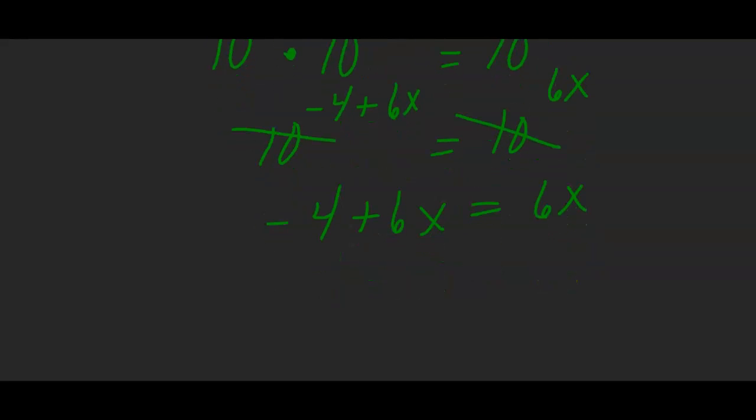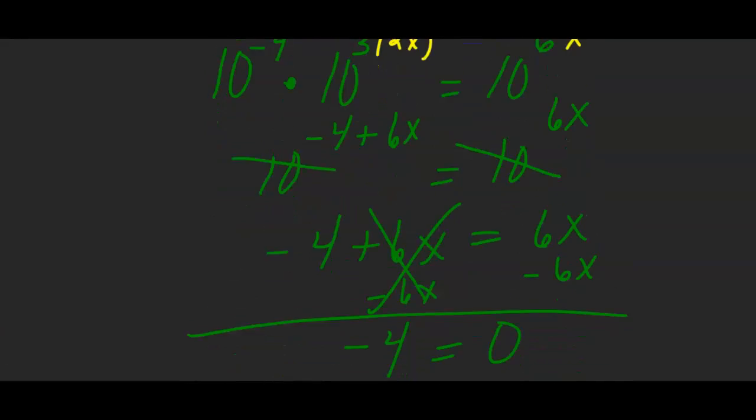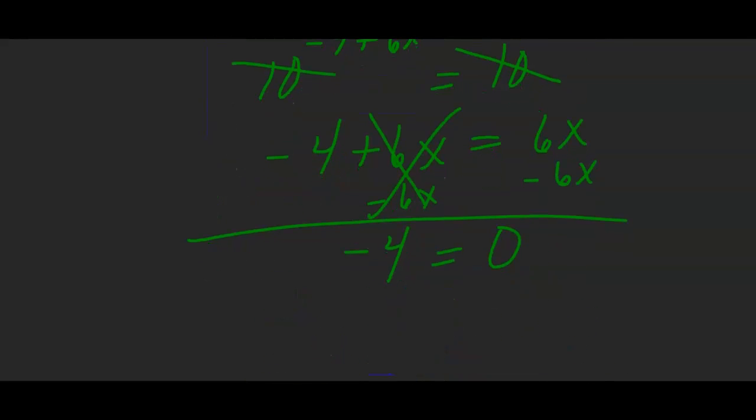Okay, so you want to try and get your variable on one side, so let's subtract 6x from both sides. Negative 4, these cancel, equals, well, this just gives me 0. Okay, so this is not a true statement. This happens sometimes when you solve exponential equations. So if you solve the problem, you did everything right, but this doesn't make sense. This definitely is not true. So this one has no solution.